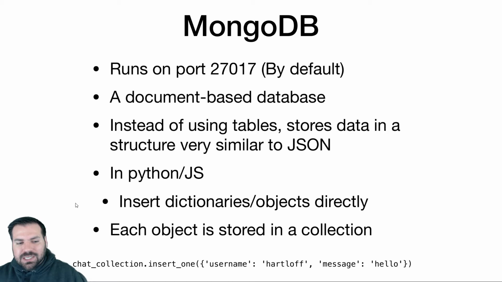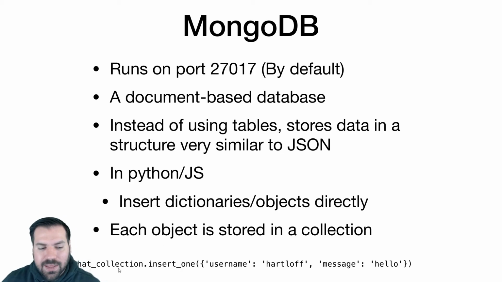Once we have the connection, we're going to use it to connect to a specific database. And then in that database, we're going to connect to a specific collection. A collection is the parallel to tables in SQL. A collection can have data inserted into it. Here I'm inserting one document, which is a Python dictionary in this case. And then I just insert that. Now the chat collection has this username with this message. Hartloff just said hello in chat. Effectively, that is the feature we're building here.